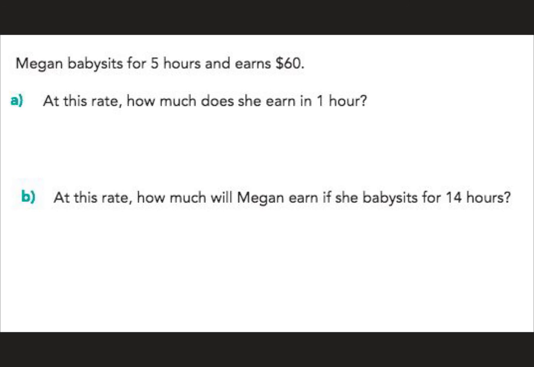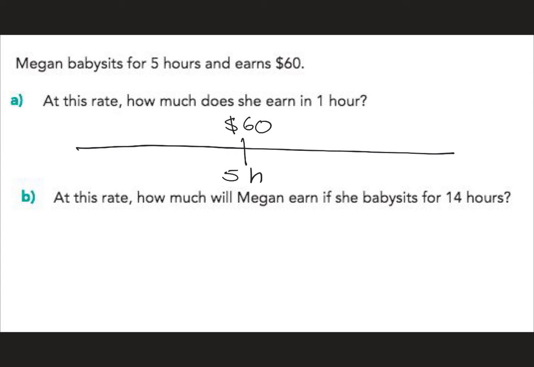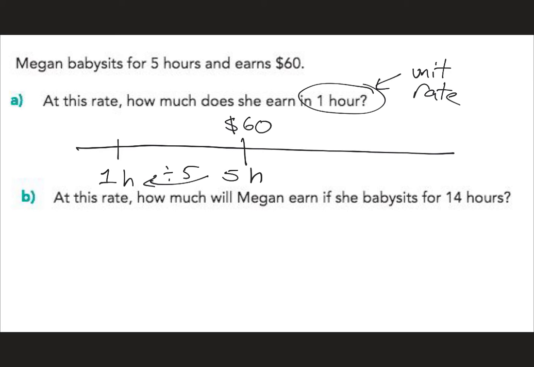So this time I'm going to use the number line because I like our double number line. So it's $60 per 5 hours. Okay, we want to find out how much she earns in 1 hour. That means we're finding the, what do we call that, Libby? Unit rate. Okay, so 1 hour. How do we get from 5 hours down to 1 hour? You divide by 5. Okay, so we're going to take 60 divided by 5. Nope, no calculator. 60 divided by 5 is 12.